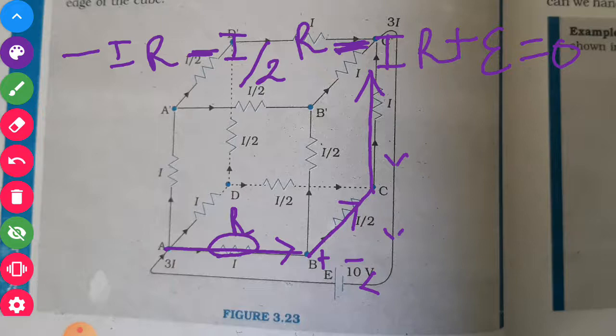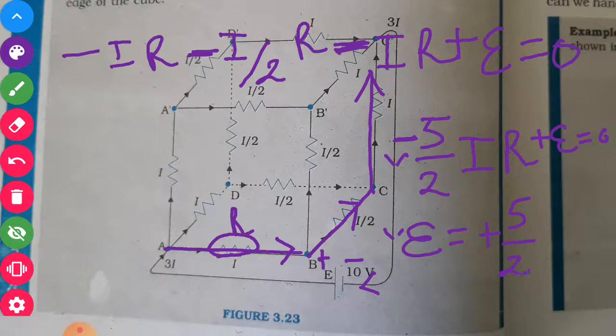Now you can simplify: minus IR and minus IR will become minus 2IR, plus this I by 2. So in total it becomes 2.5, that is 5 by 2 IR, with negative sign, plus E is equal to 0. So we can write E is equal to positive 5 by 2 I into R. This is your first equation.